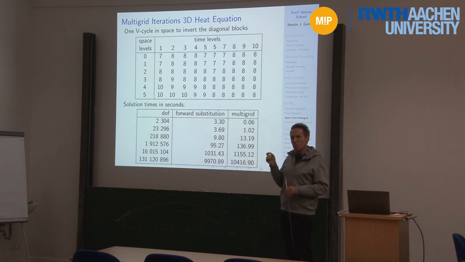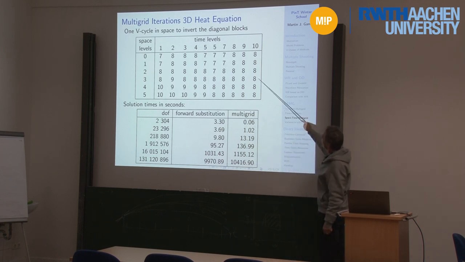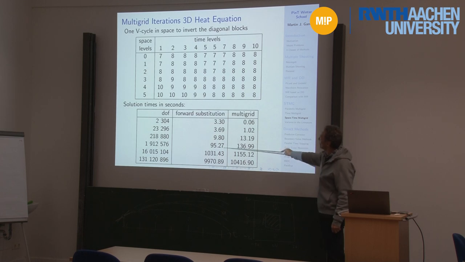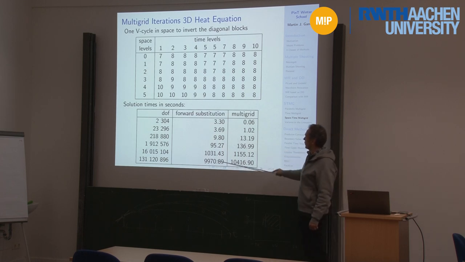But each step is done with the best possible multigrid method. So this is the solution time, and here is this multigrid method. And then you think, oh, it's much better. And I think, oh, it's actually not much better. And here you might be disappointed. This is like 9,000 seconds, and this is like 10,000 seconds. So we didn't gain anything.